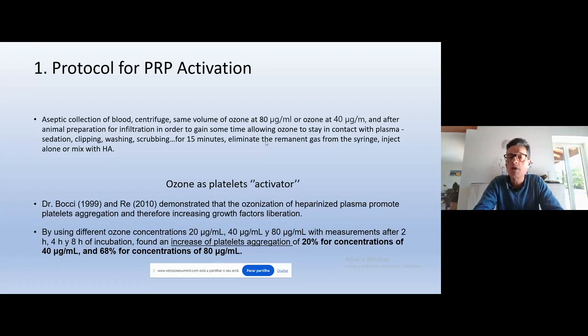So I'm not using incubation. I'm injecting an ozonized PRP. I cannot quantify the amount of growth factors that I introduce, but I try to make the best without incubation.